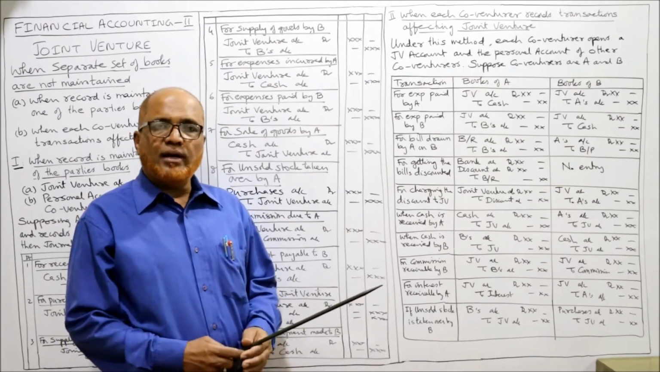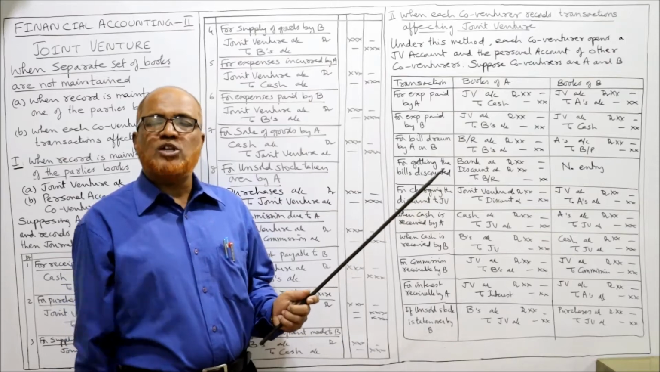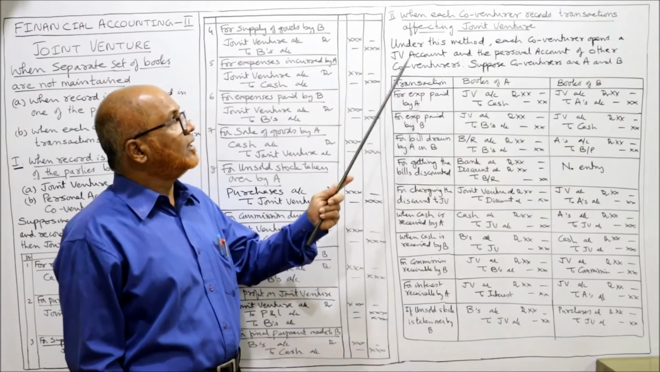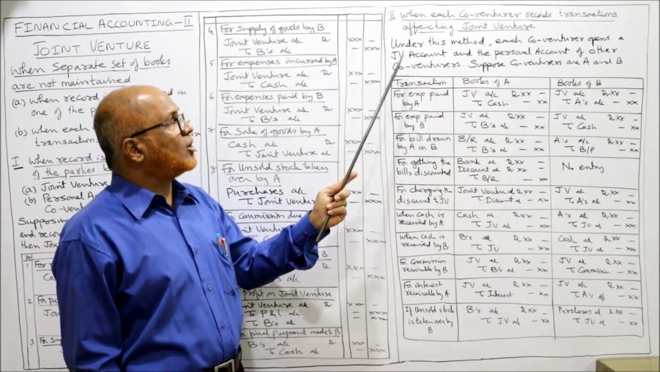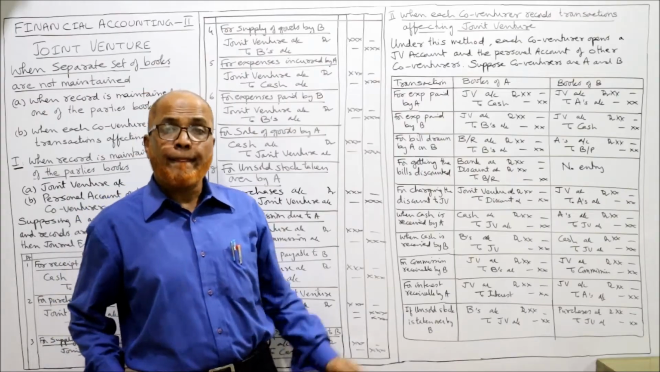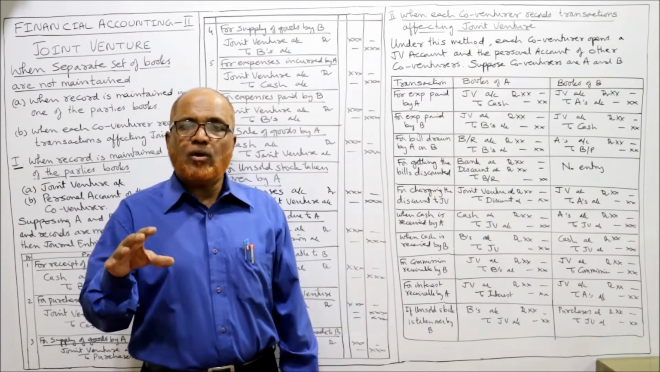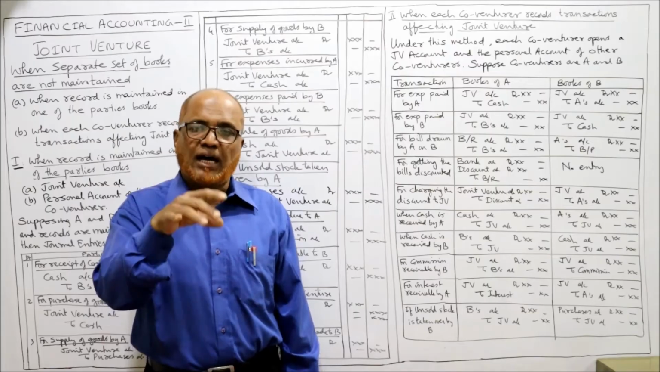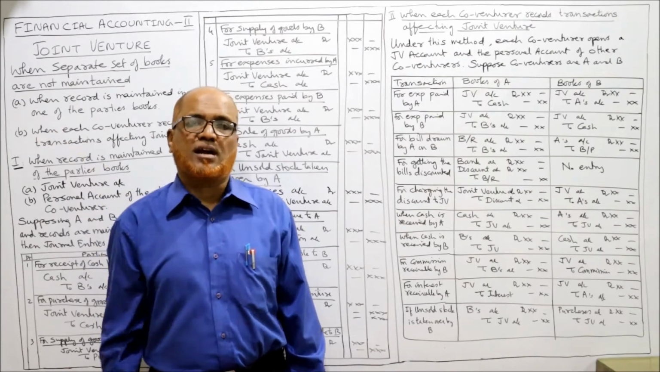दोनों जॉइंट को-वेंचरर्स अपने अपने बुक्स में जॉइंट वेंचर अकाउंट्स मेंटेन कर रहे हैं, तो क्या एंट्रीज होंगे? अंडर दिस मेथड ईच को-वेंचरर ओपन्स जॉइंट वेंचर अकाउंट एंड पर्सनल अकाउंट ऑफ द अदर को-वेंचरर. In this situation, every co-venturer will open one account joint venture account, the other account other co-venturer's account.